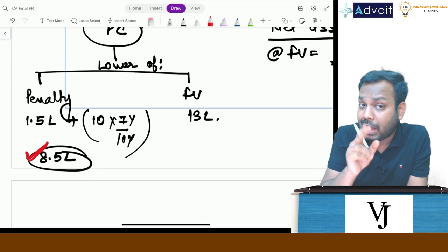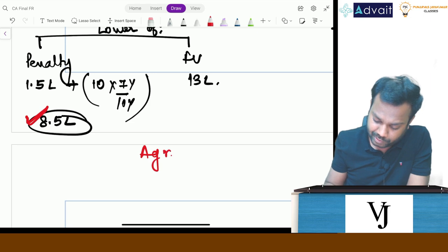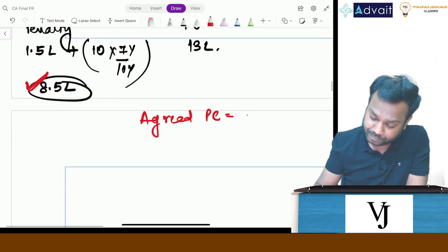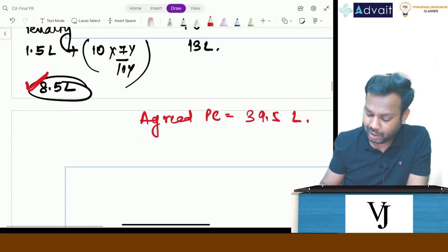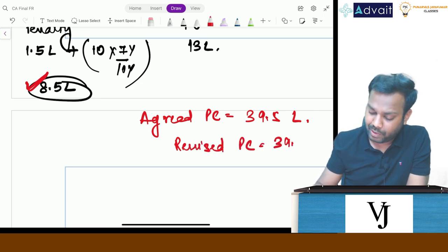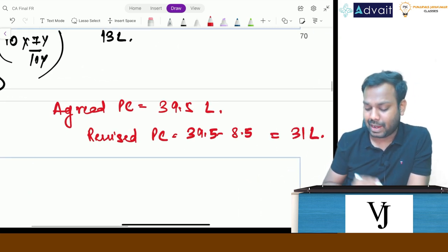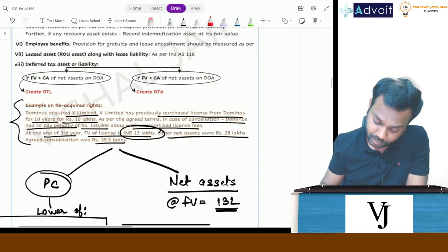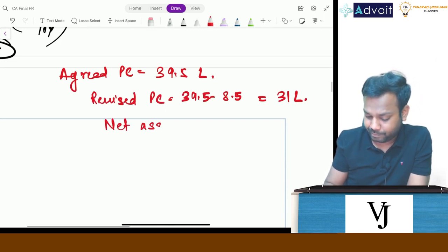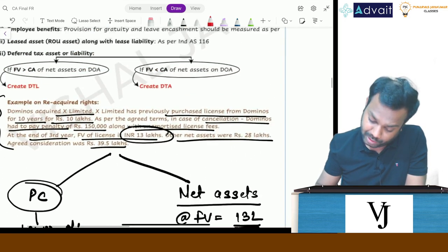So I will adjust this one. What will I do? I will reduce it from the purchase consideration. Now, what is the agreed purchase consideration? That is 39.5. What is the revised purchase consideration? 39.5 minus 8.5 is 31 lakhs. Now, what is the value of net assets? Other net assets is 28 lakhs.